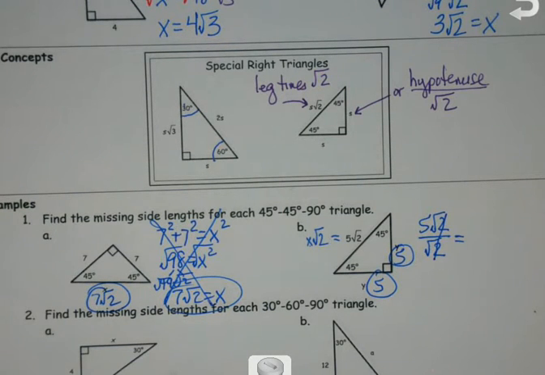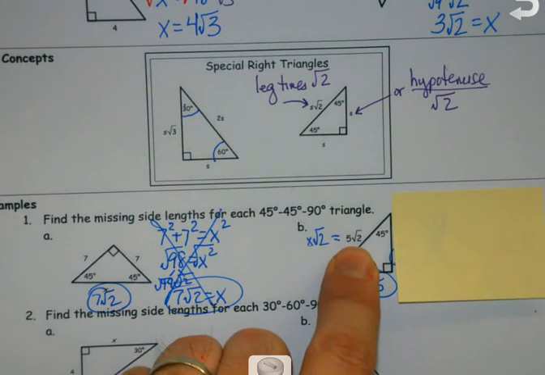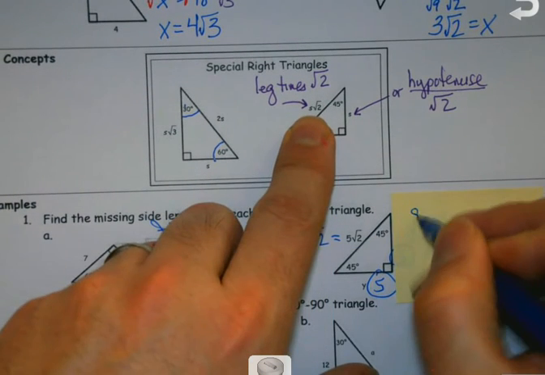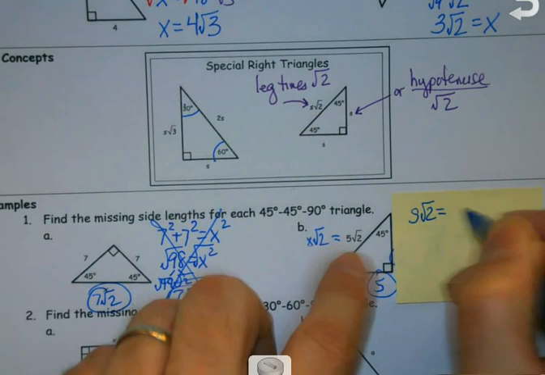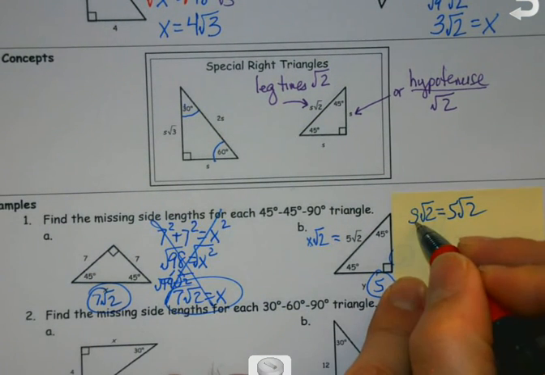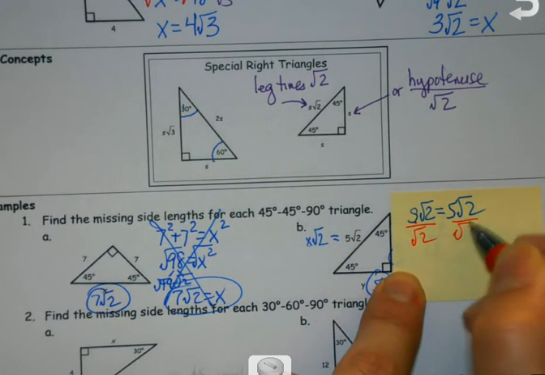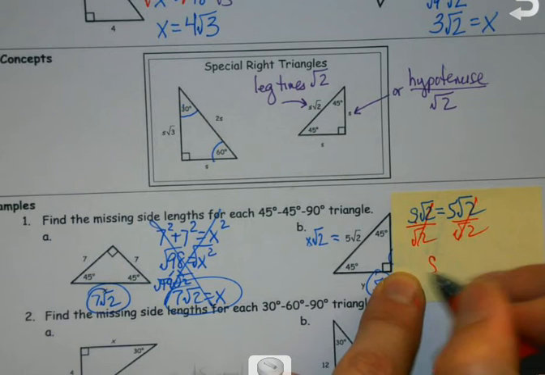So it basically is just taking whatever side you have and making an equation out of it. Because if I didn't remember the pattern, what I can do, and what I actually did here, was I said, okay, this side of my triangle equals this. So if s square root of 2 equals 5 square root of 2, and I want to know how long a side is, which is my y value, that's what we actually just did, right, because the 2's canceled out.